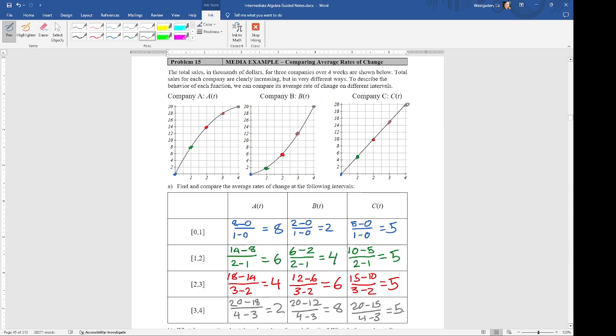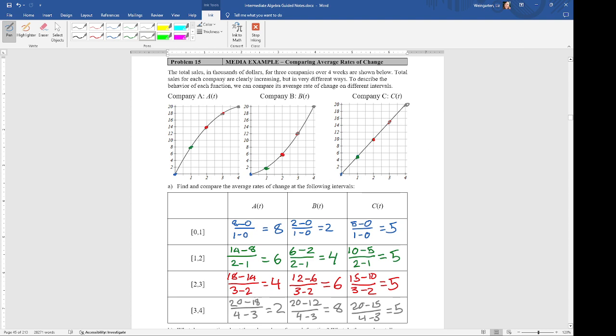So what I want you to take away from this example is that in company A, the rate of change changes. In company B, the rate of change changes. It gets higher and higher in company B, lower and lower in company A. However, company C, the rate of change stays exactly the same.